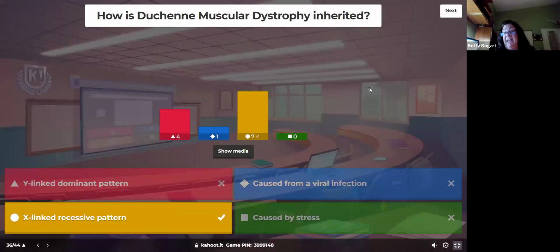It comes from mom. X-linked recessive. It makes mom feel guilty. It's one of those.